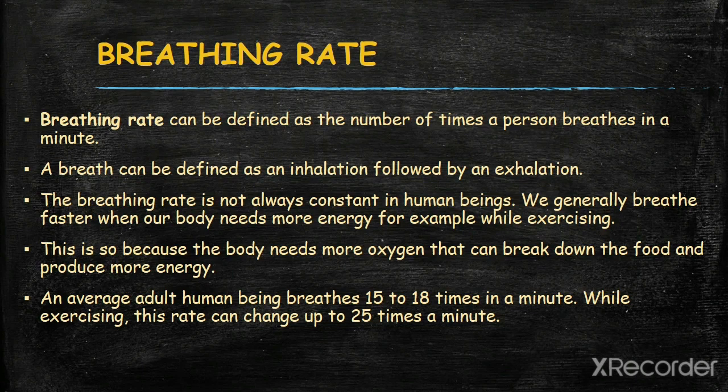We have discussed the anaerobic respiration that takes place in the human muscles during exercising. This is the same point, which is actually targeting the breakdown of food and the production of energy in the absence of oxygen. An average adult human being breathes 15 to 18 times in a minute. While exercising, this rate can change up to 25 times a minute.